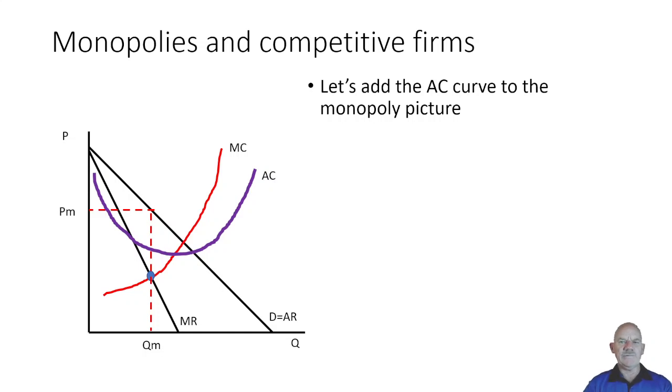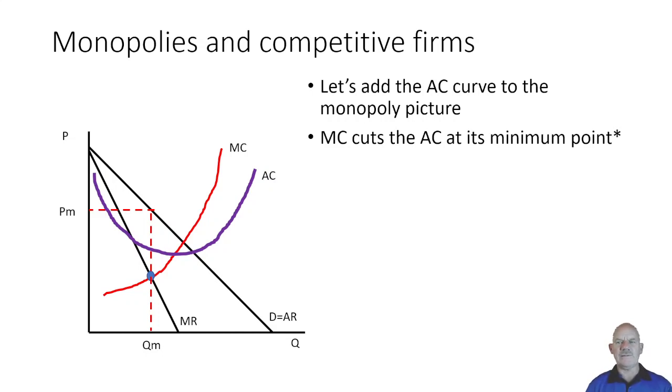What is important for you to remember is that the marginal cost curve cuts the average cost at its minimum point. The star means you have to find out why that is so. So the marginal cost runs through the minimum point of average cost.